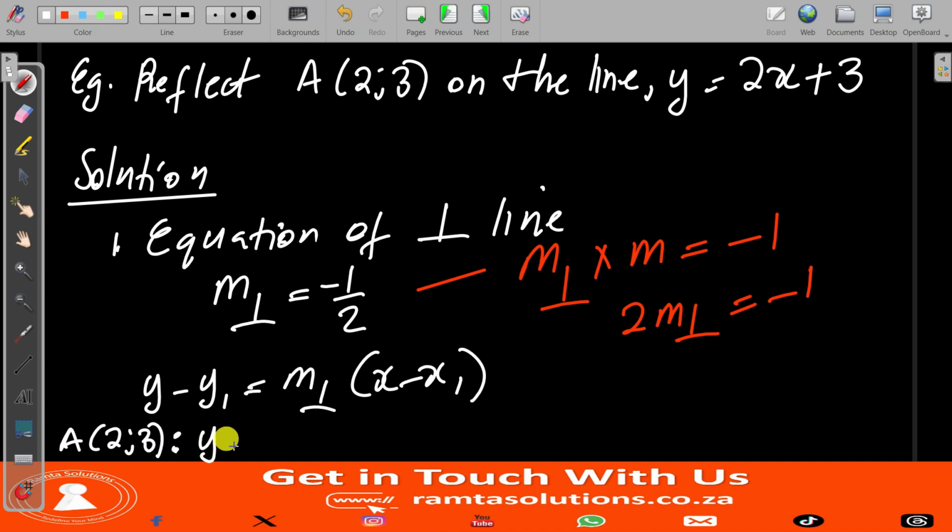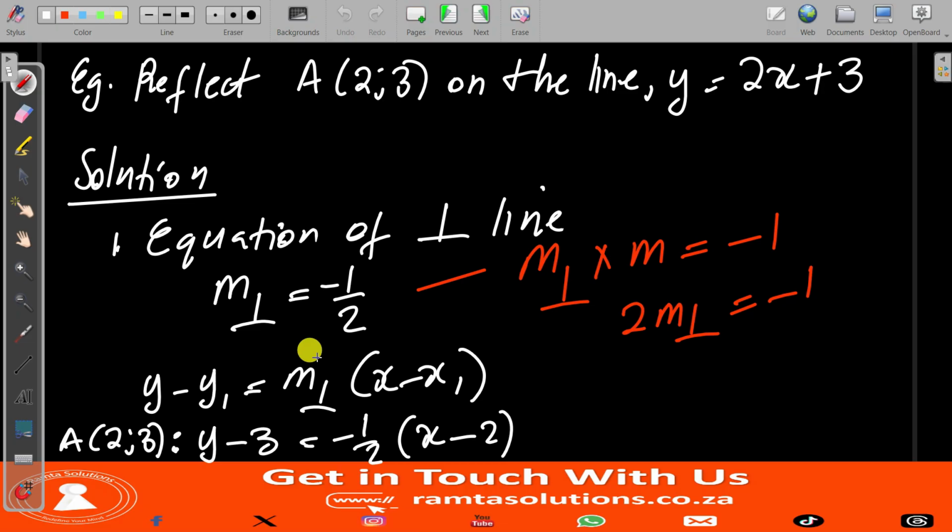So we'll say this is y minus y1 will be the value 3. We said the gradient of the perpendicular line was negative half. And then x1 will be the value of x, which is 2. Okay, so we have, oh, by the way, remember guys, you can use any form of equation of a straight line you like. Even if you use y equals mx plus c, it's still gonna give you the same thing.